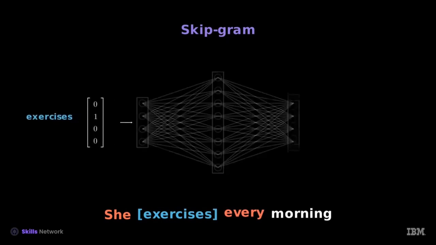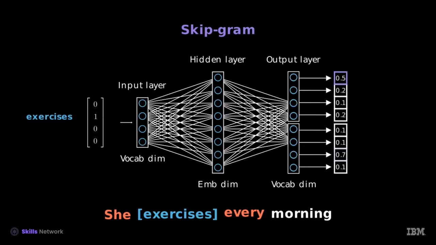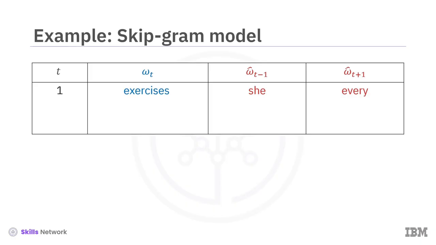In this depiction, exercises is the selected target word, encoded as a one-hot vector within the vocabulary space, marked by a 1 for exercises and zeros for all other terms. The output layer is tasked with predicting the surrounding context words, she and every. Ideally, after training, the model's output for each context position should have the highest logit values for the actual context words. The skipgram model simplifies the task by predicting one context word at a time from a target word.